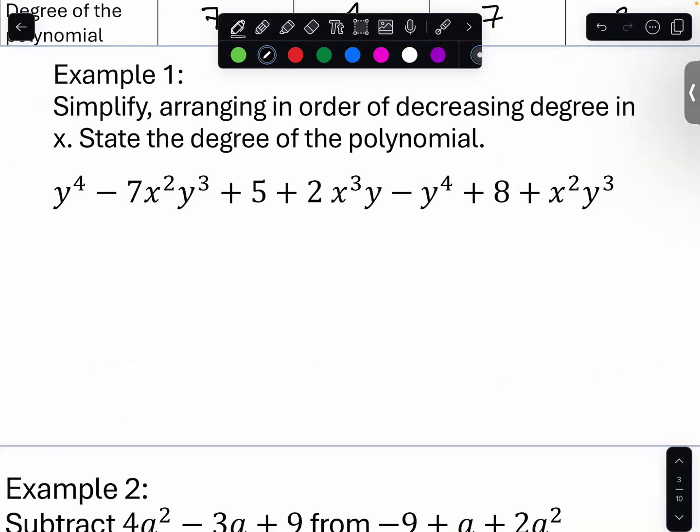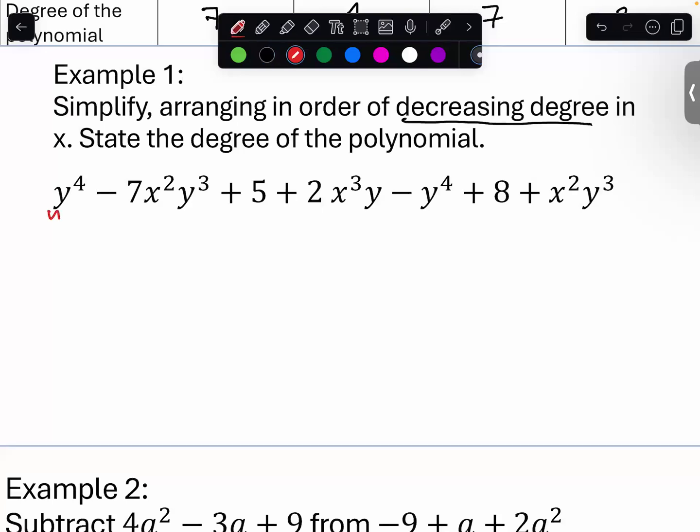So example 1, we're going to simplify by arranging in order of decreasing degree. So I'm going to go from high to low degree. And then we're going to state the degree of the polynomial. So the first thing I'm going to do is check to see, can I have any terms that I want to combine?